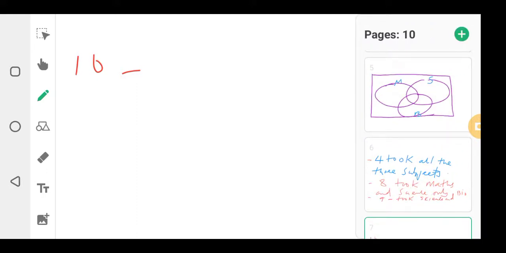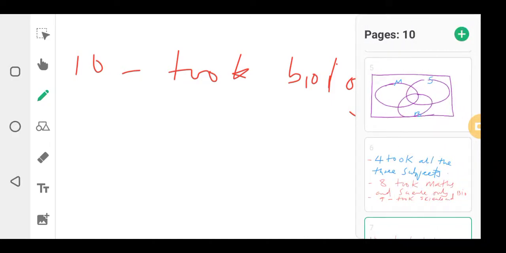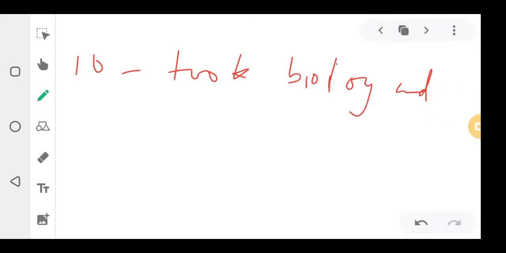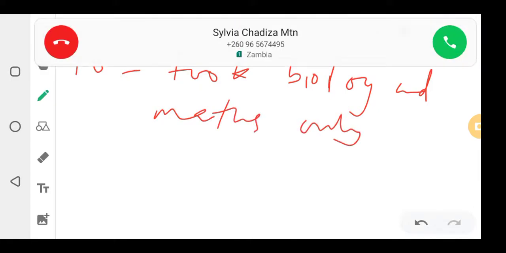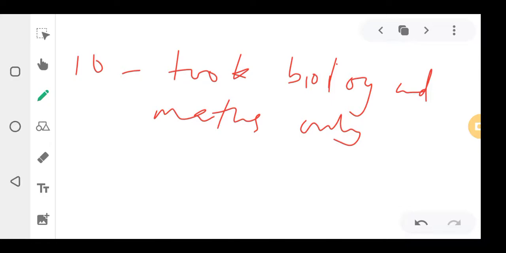10 took biology and maths. 10 took biology and maths only. Okay. So 10 took biology and maths only.